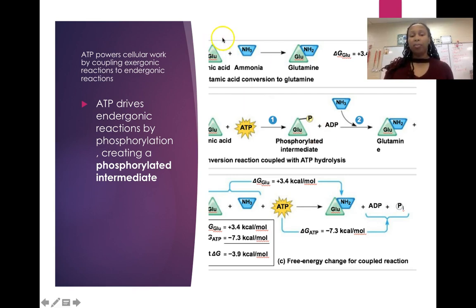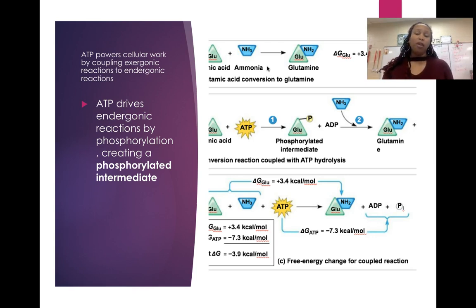So if we look at the top, we'll see the transformation of glutamic acid to glutamine. Now, this is an anabolic process because in order for glutamic acid to transform to glutamine, it has to combine with ammonia. So I am building this up, right? I'm adding things together. Bonds are being formed. And in order for the bonds to be formed, energy is required. In fact, this reaction requires 3.4 kilocalories per mole.